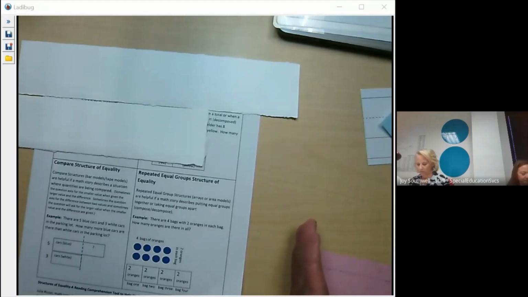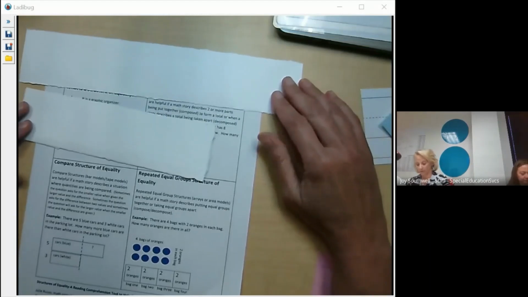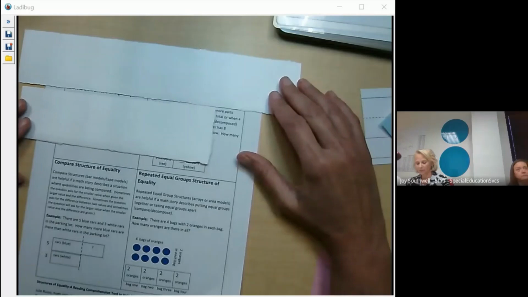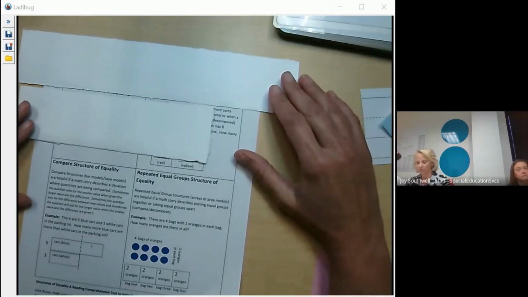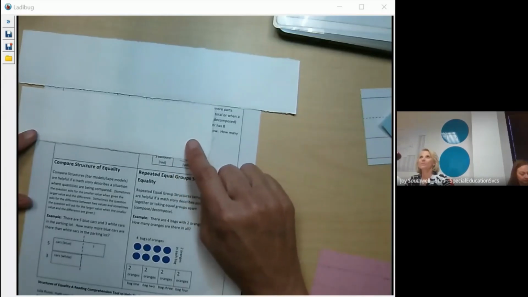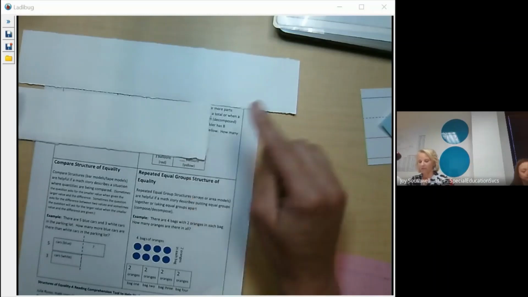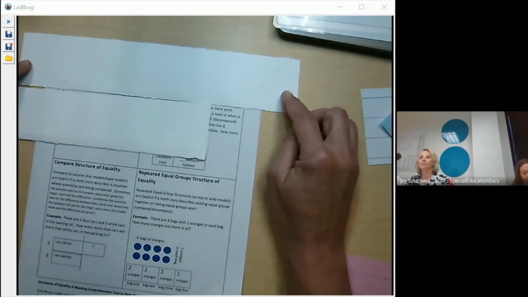Structures are helpful if the story describes a situation where quantities are being compared. So here we have two quantities that are being compared. Sometimes the question asks for the smaller value. Point to the bar that represents the smaller value. Sometimes the question asks for the smaller value when given the larger value and the difference.